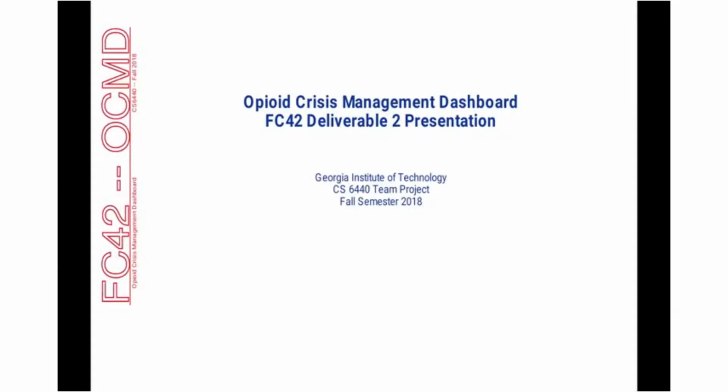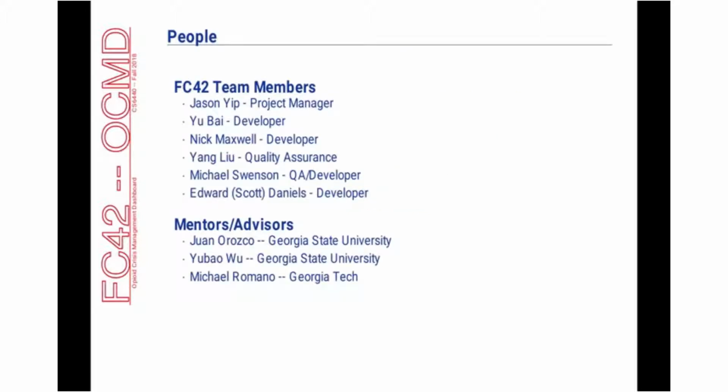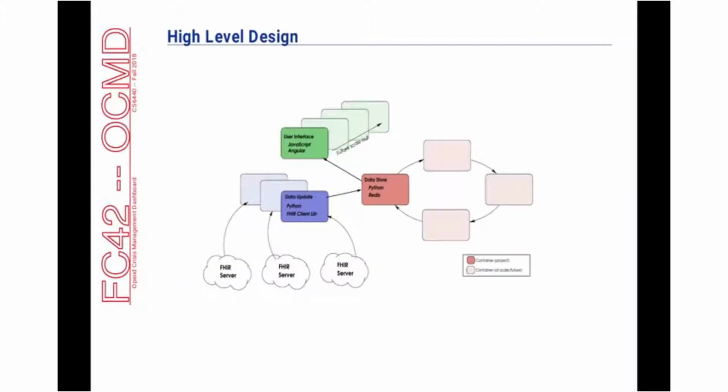We are fc42, and this is our D2 presentation for the CS6440 team project. Our project is the Opioid Crisis Management Dashboard. We were asked just to list our team players and our mentor advisors, so we'll slide through this very quickly and move right to our design.